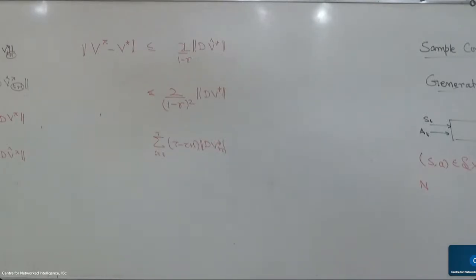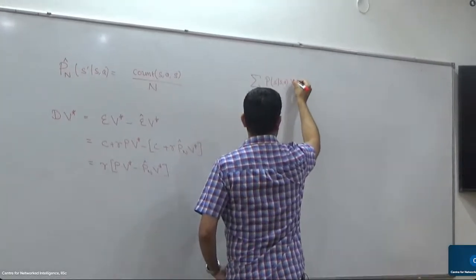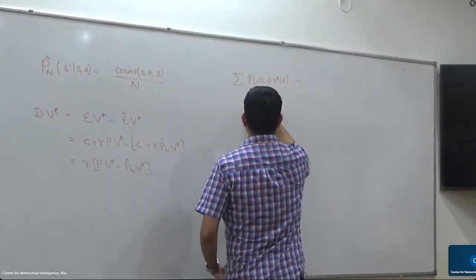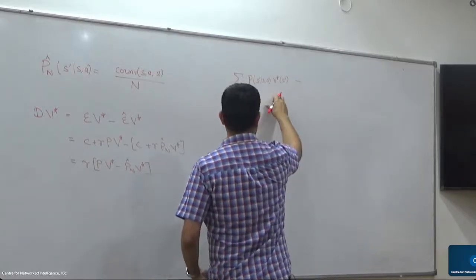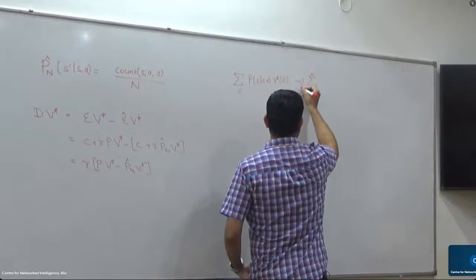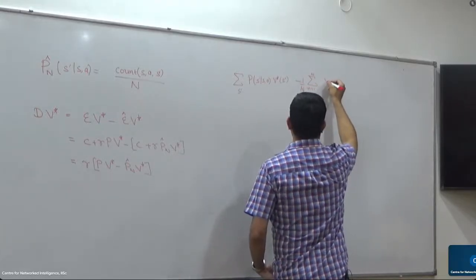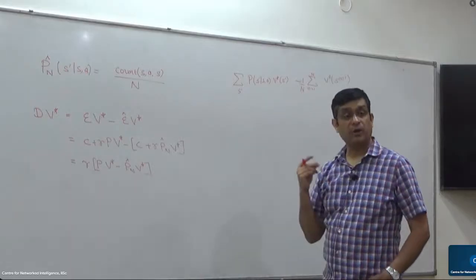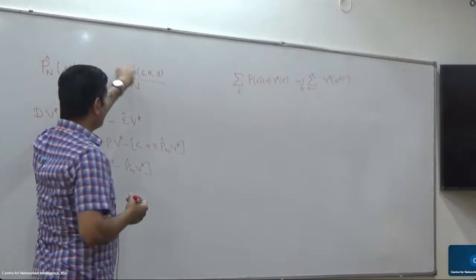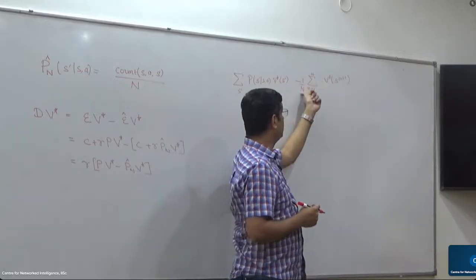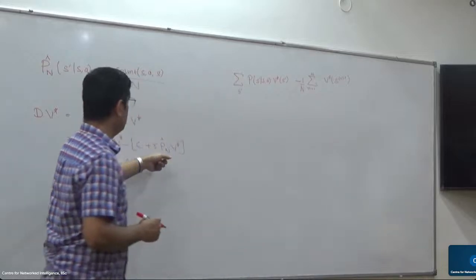This is summation P of s prime given s and a, V star of s prime, minus, and I'm going to write this for a particular s and a, summation n equals 1 to capital N, 1 by n, V star of Sn prime. If I go back to my sampling process, this was the number of times I got s prime n. So when I look at my number of samples, how often did I get this, divided by n? This object is equal to p hat n.